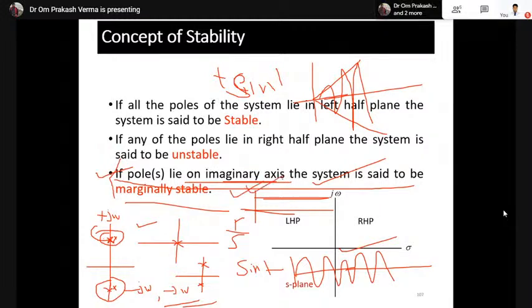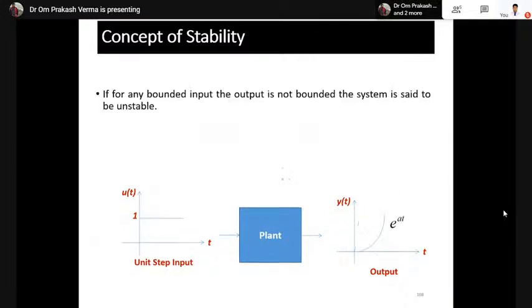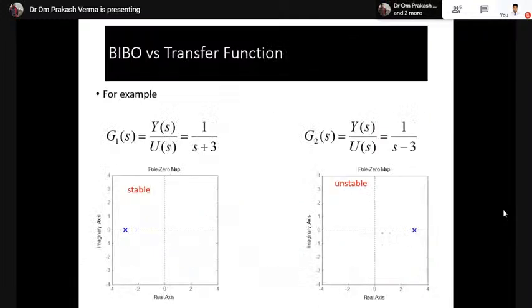Okay, always remember. The system is said to be stable if for any bounded input, the output is also bounded, which we have already discussed. For a bounded input, the output should be bounded. And if for a bounded input the output is not bounded, the system is said to be unstable. This is the case.